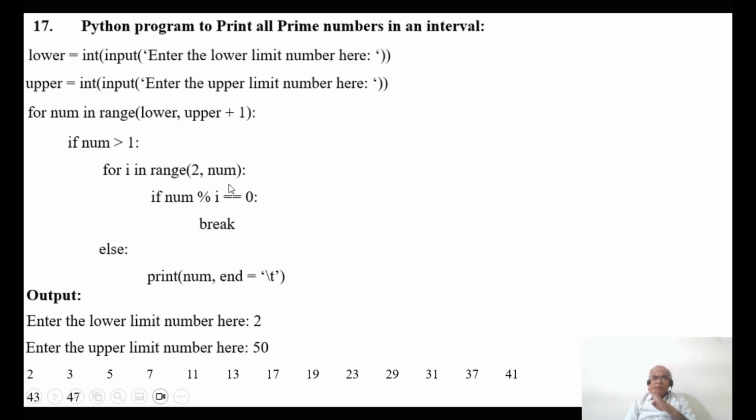2 comma 4. Is 5 % 4 equal to 0? No. Condition is false. Again it goes back. 2 comma 5. No. It comes out. So it comes to this. Print num. What is the num value? Num is 5. So that is the reason why you are printing 5. So this is how it will execute.